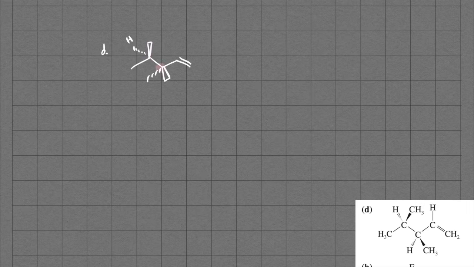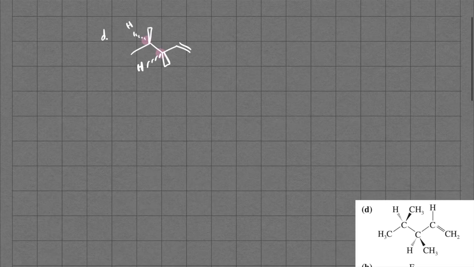Is this carbon a stereocenter? It is, because it has 2 different R groups right over here, this alkene and this alkyl group. And then we have this methyl, and then, oops, sorry, this is supposed to be a hydrogen. And so indeed, it does have 4 different constituents, so it is a stereocenter. Let's try to find whether it is an R or S configuration together.